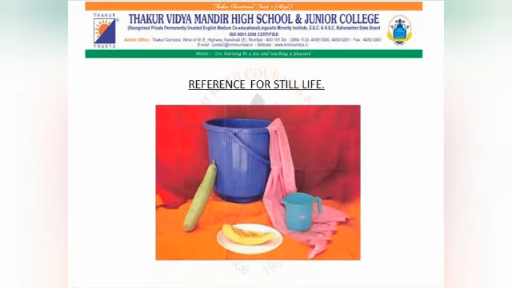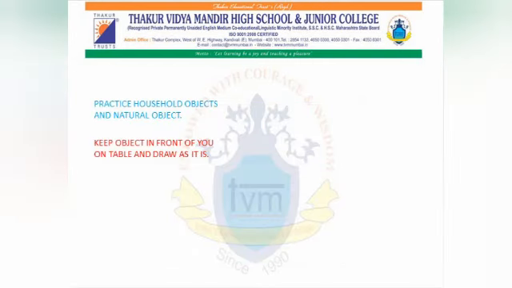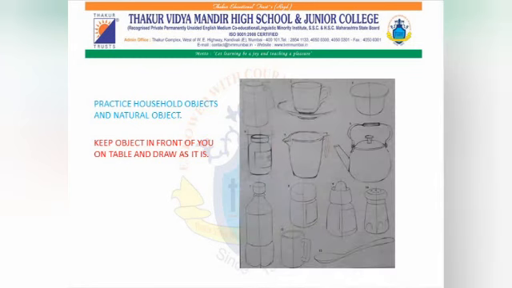Students, this picture of still life I am taking as a reference for the drawing. Students, before we start with the main drawing, I would like to suggest you to practice some household objects and natural objects. Keep an object in front of you on a table and draw it as it is. Observe all the details properly, for example, shape, proportion and angle.